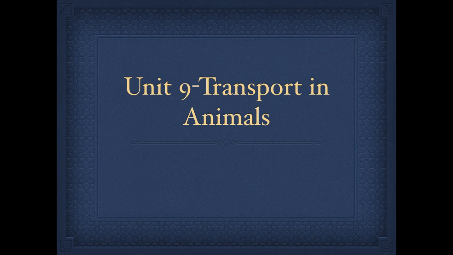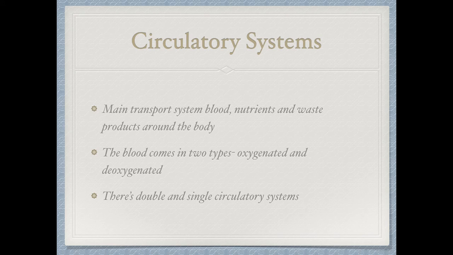And then tonight is going to be my last video about Unit 9, Part 1, which is transports in animals. Now, when we talk about transports, we need to first talk about the circulatory systems. The circulatory system is the main transport system of blood, nutrients, and waste products around an organism's body.